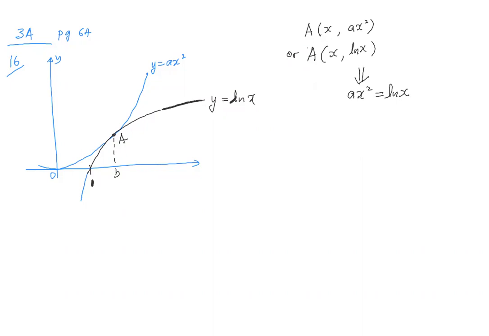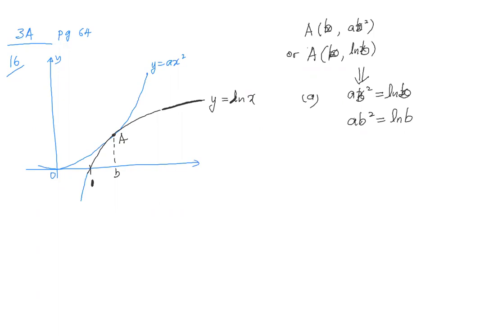Right? So I should put b here. Sorry, b, so here it's all changed to b. So that is how I get my part a. So ab squared equals ln b. So this is the first one.